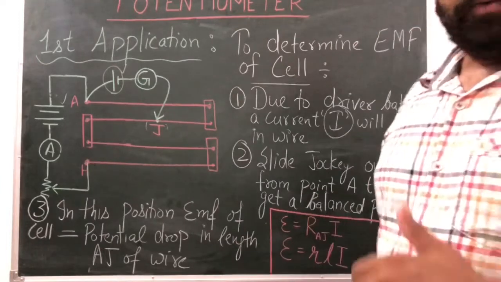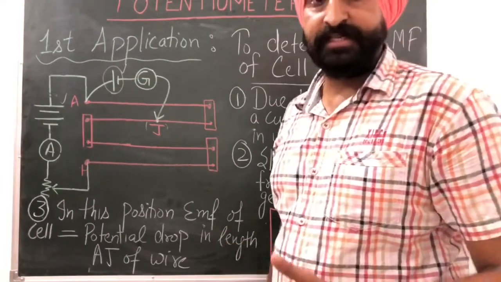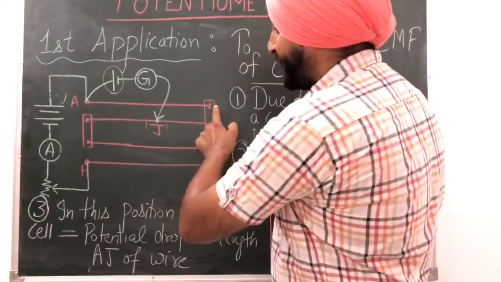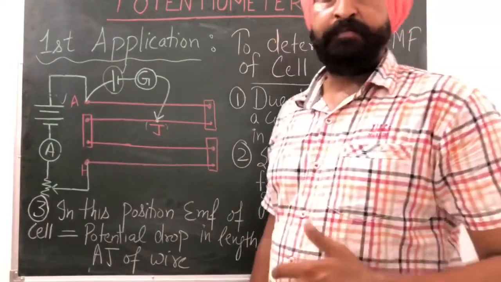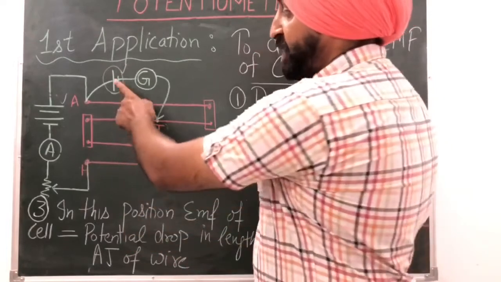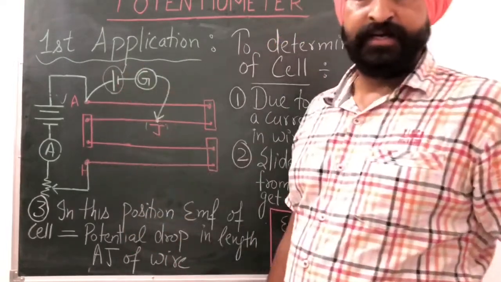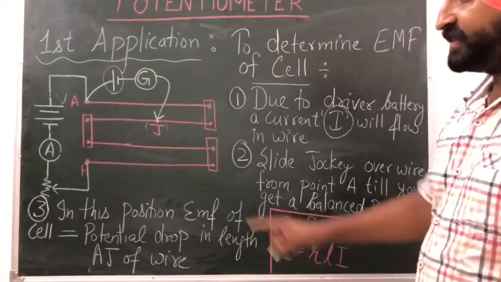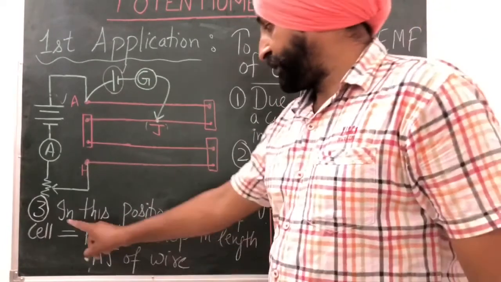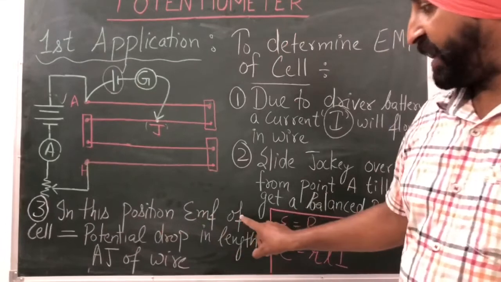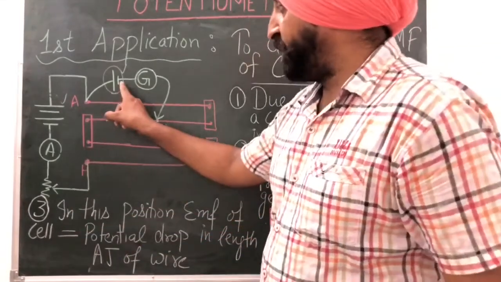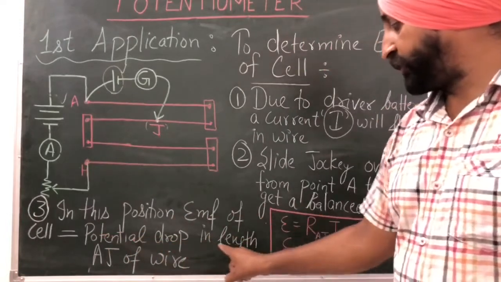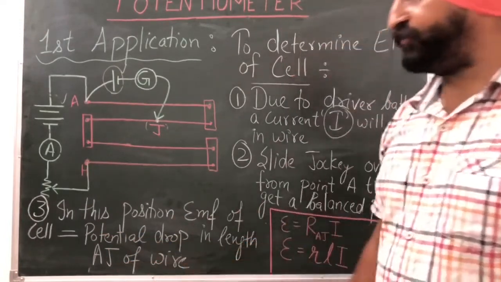Now, what does this mean? This means the potential drop across the length A to J will be equal to the EMF of this cell. So when this balance point is attained, the EMF of this cell that we need to calculate is equal to the potential drop in the length AJ of this wire.